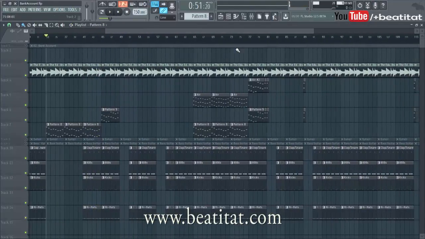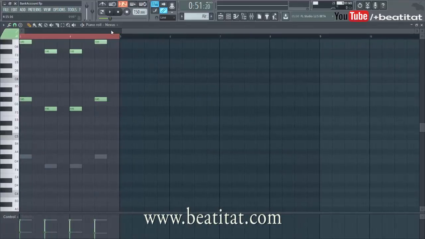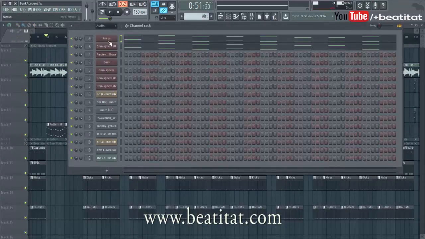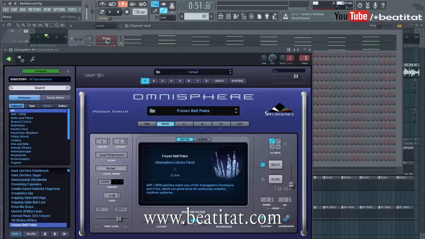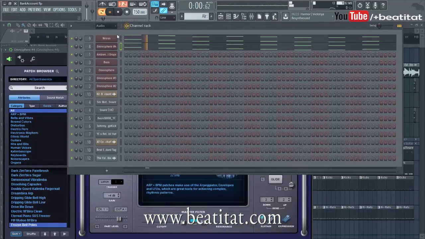So there's that. Then up here we've got this other one where it's more airy. I can't remember the original. I think the original had something like this, a bit more airy. I don't know. It's a Frozen Bell Pulls.